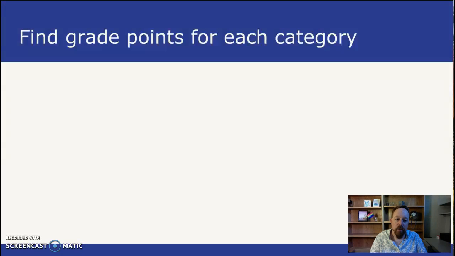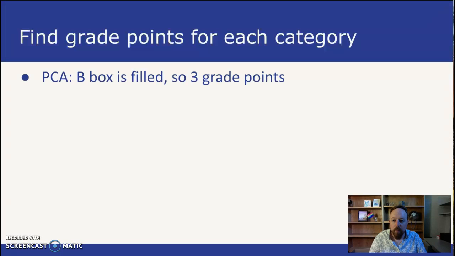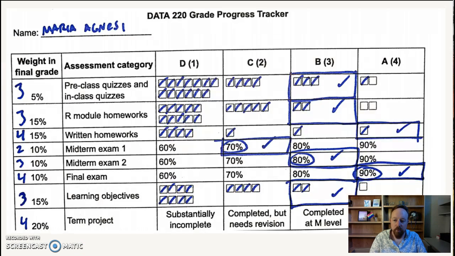Okay, now what we're going to do is find the number of grade points that she has earned in each category. So in the pre-class quizzes category, the B box is filled, so she gets 3 grade points, and so on and so forth. So there's 3 grade points in this category. There's 3 in this category, 4 here, and then 2 and 3 and 4, and 3 and 4.